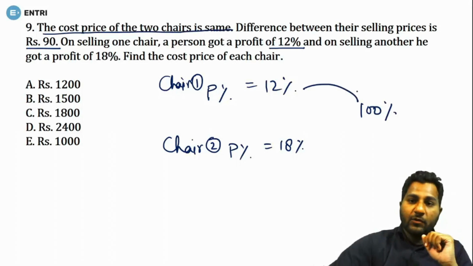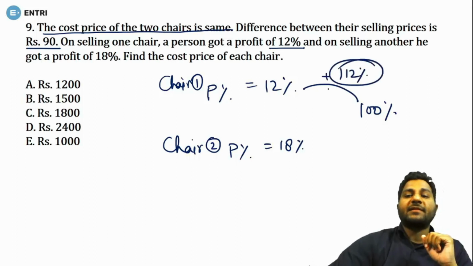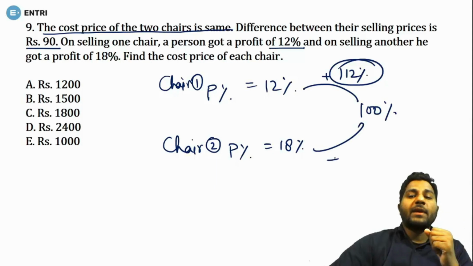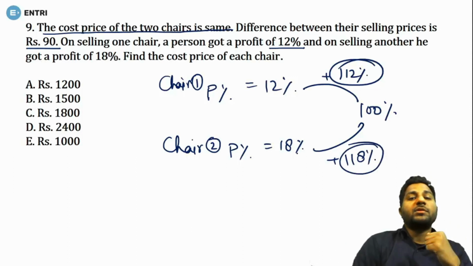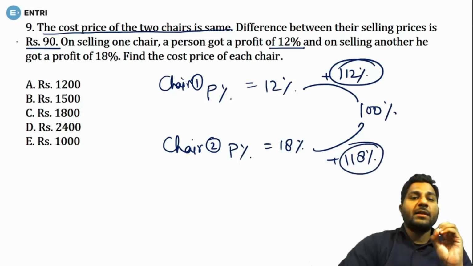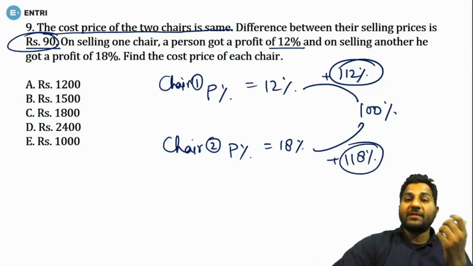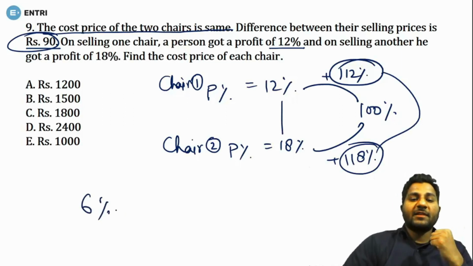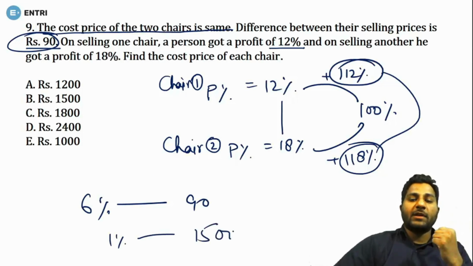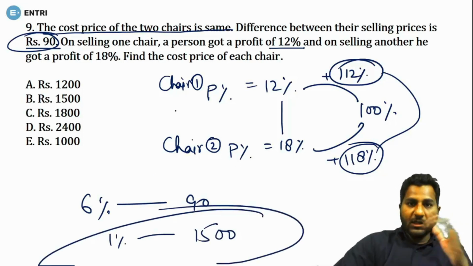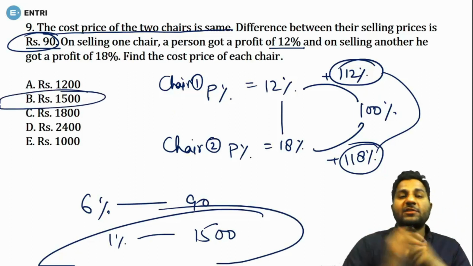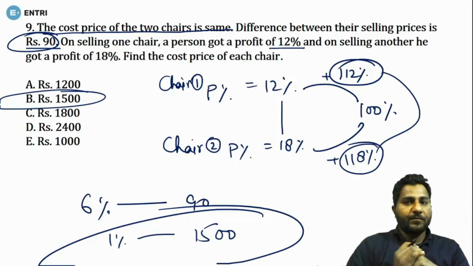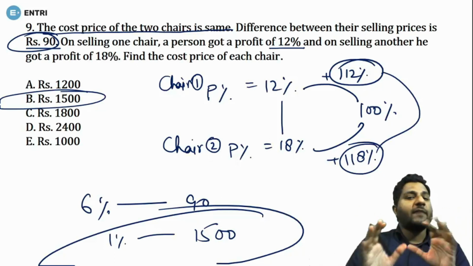That means if we add 12%, we will get 112% as the selling price of chair 1. Now again we can add this 100% similarly because the cost price is the same for both the chairs. And the difference between the selling prices has been given. So we can directly take the difference between these two profit percentages. That means 6% equals 90. So 1% equals 15. Now if we multiply it with 100, we will get the cost price of each chair. So the cost price of each chair is simply 1500. Okay. So I hope you all have got the concept.